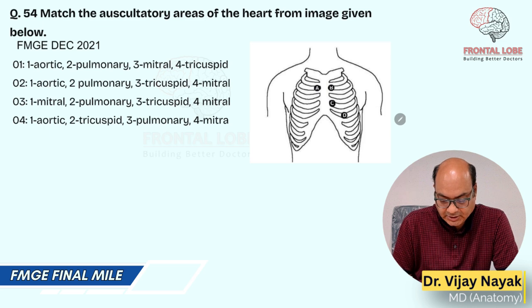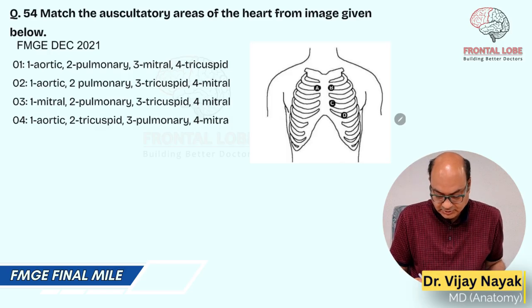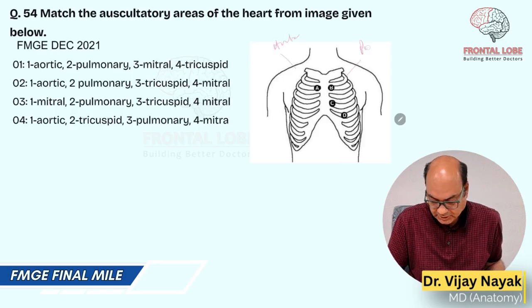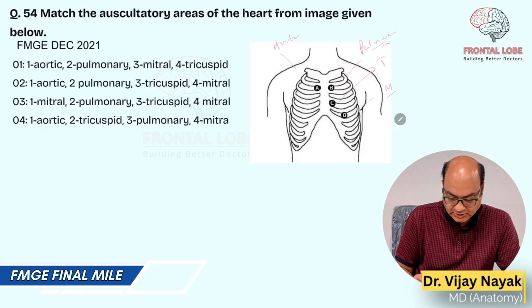Mark the auscultatory areas of the heart from the image given below. The image is clearly telling you A, B, C and D. So A is the aortic area, B is the pulmonary area, and C is tricuspid and D is mitral. So auscultatory area.